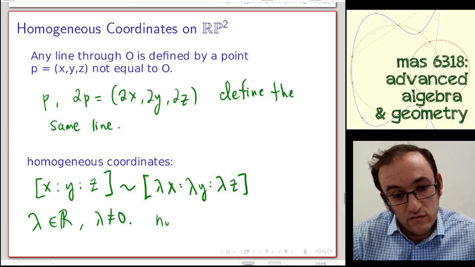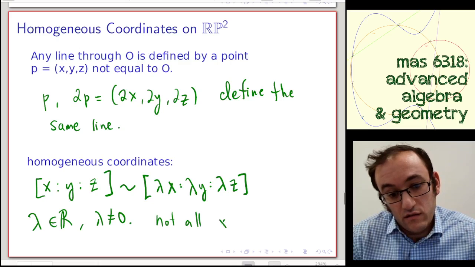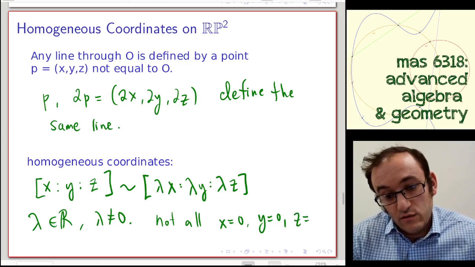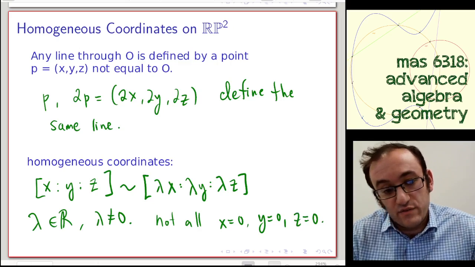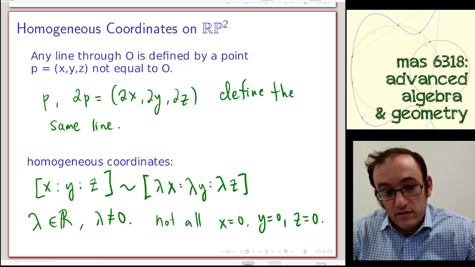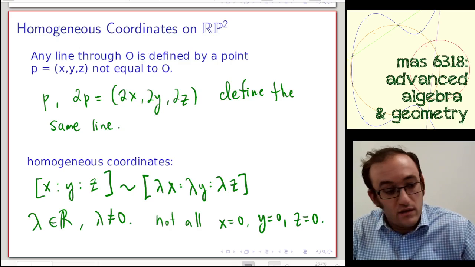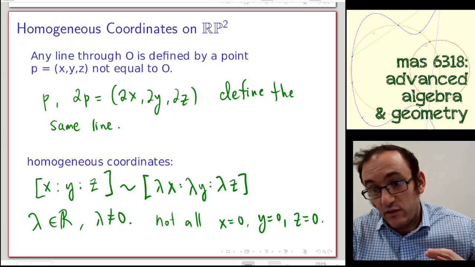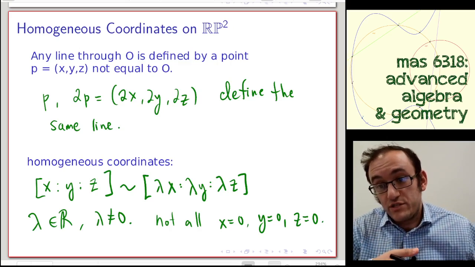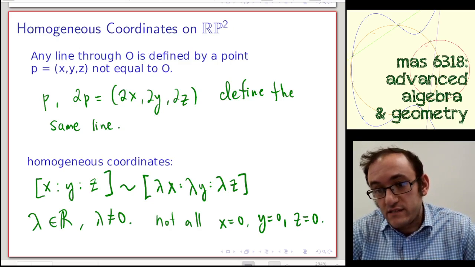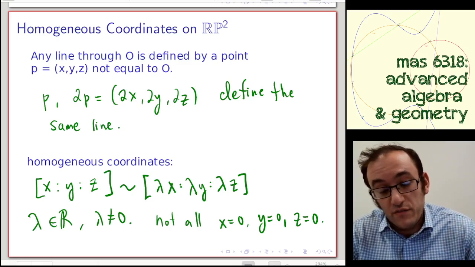So not all of x equals 0, y equals 0, and z equals 0. At least one of them has to be distinct from 0. Okay, and then with these conditions, namely by ruling out the point 0 and declaring that any non-zero scalar multiple of a point is equal to the original, that gives us homogeneous coordinates on the real projective plane.